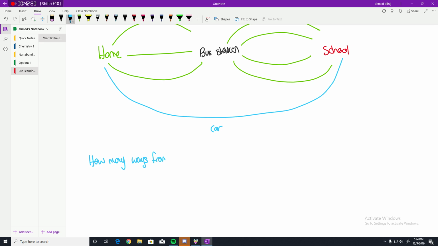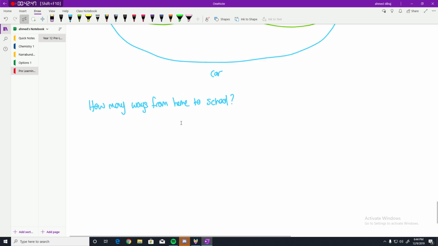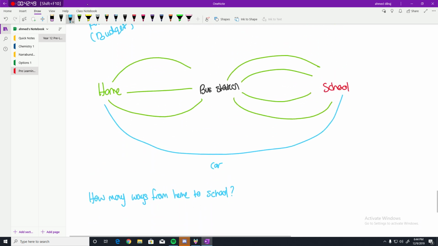from home to school. So how many ways can Rohan possibly take from home to school? Even though we're more concerned about his budget issues, we'll just talk about how many ways he can go from home to school. So obviously, let's have a look here. You can go down this path. So let's say this is path number 1, 2, and 3.